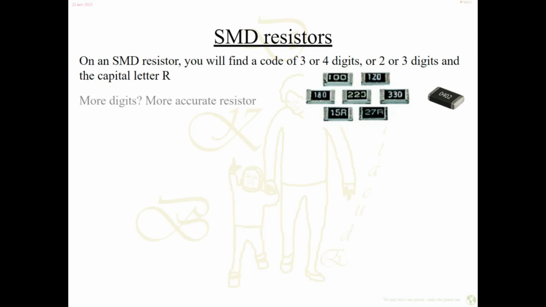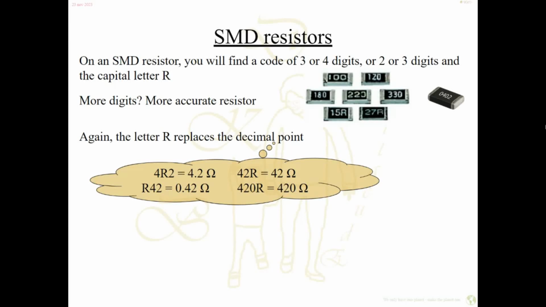Well, the code. First of all, do you have more digits or more characters on it? It means it's more accurately produced, a more accurate resistor. And again, just like in the previous slide, the letter R replaces the decimal point. So here are some examples: 4R2, 4.2 ohm; 42R, 42 ohm; R42 means 0.42 ohms. And 420R, if you have one with 4 characters on it, is 420 ohms.